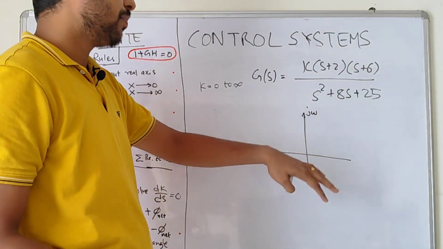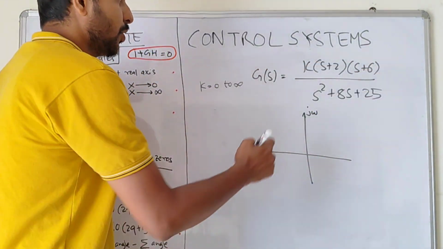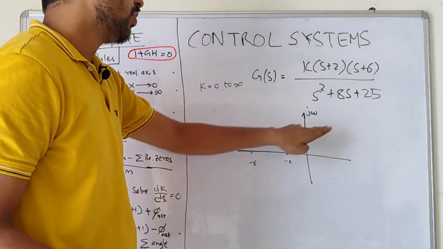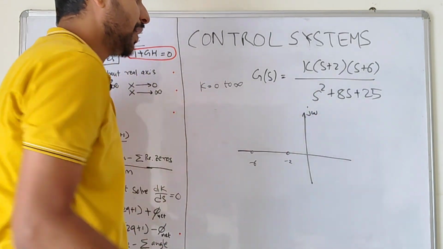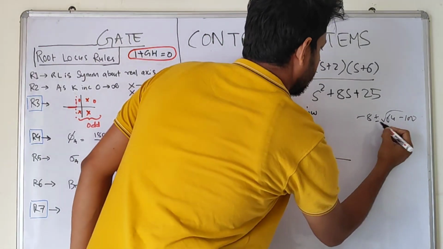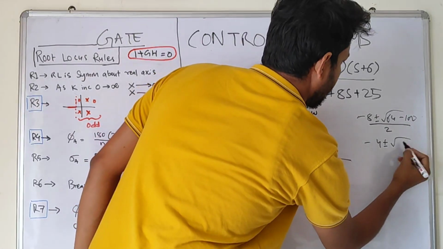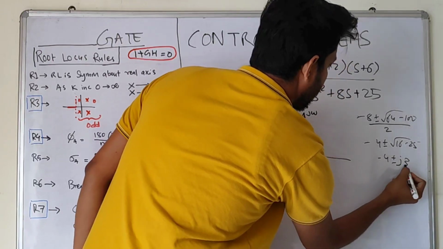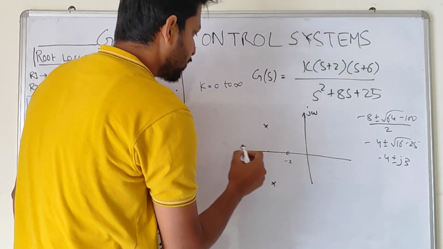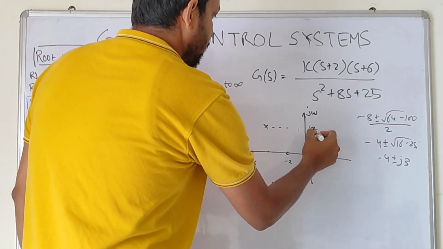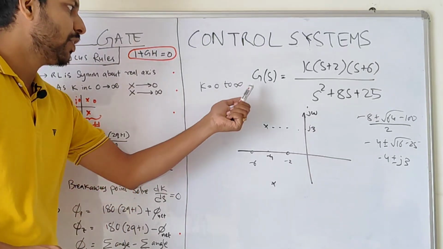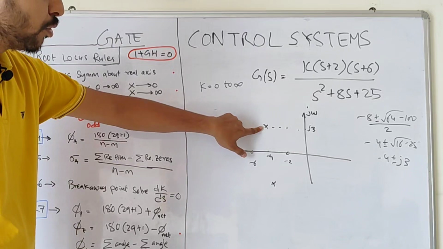First we need to find the zeros of the system. Zeros are where the numerator becomes 0, so s is equal to -2 or s is equal to -6. And what are the poles of the system? Poles are where the denominator becomes 0, so we have to solve this quadratic equation. Let's solve it. So -4 plus minus j3. So -4 is somewhere here, and these two are the poles.